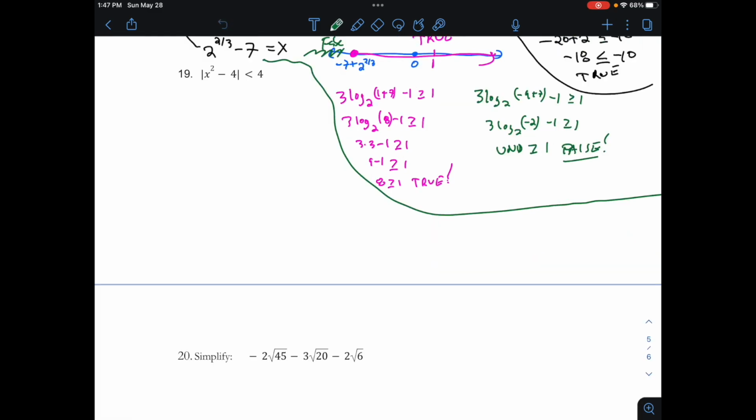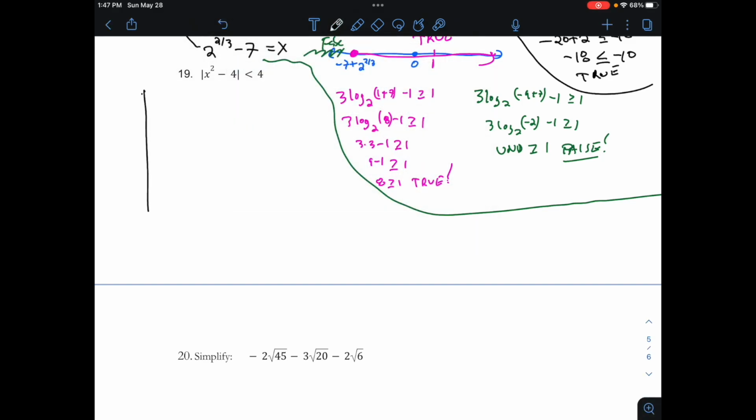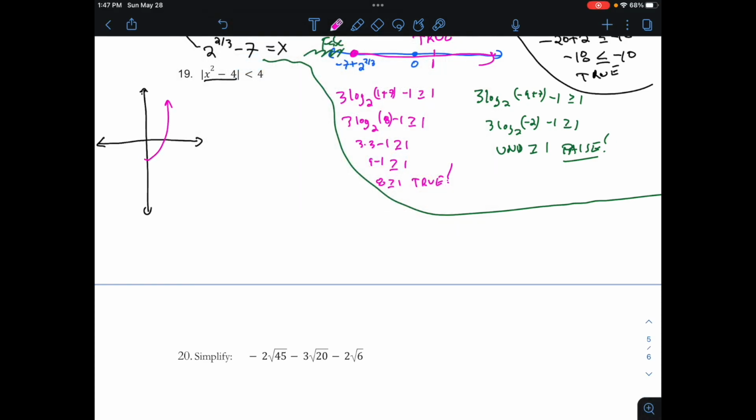All right, moving on to number 19, we have the absolute value of x squared minus 4 is less than 4. So let's think about what this looks like. If we draw a little graph here, where is x squared minus 4? That's the same as x squared, just shifted down 4. So our function would look a little something like this. However, we're taking the absolute value of it, and the absolute value takes negative and makes positive. So all this negative piece down here is going to end up reflecting and becoming the positive version. So that's the first thing we want to recognize: our graph actually looks a little something like this.